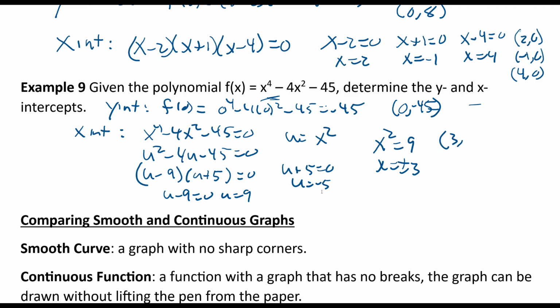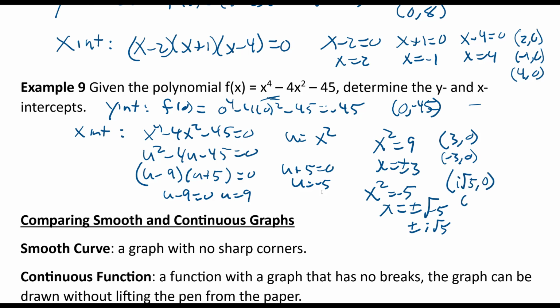So we have 3, 0, and negative 3, 0. x squared equals negative 5 means x equals plus or minus the square root of negative 5, which would be plus or minus i root 5. So we have i root 5, comma 0, and negative i root 5, comma 0. Now, I want to point out the last two, the ones with i's, those are imaginary. They're not crossing the x-axis.